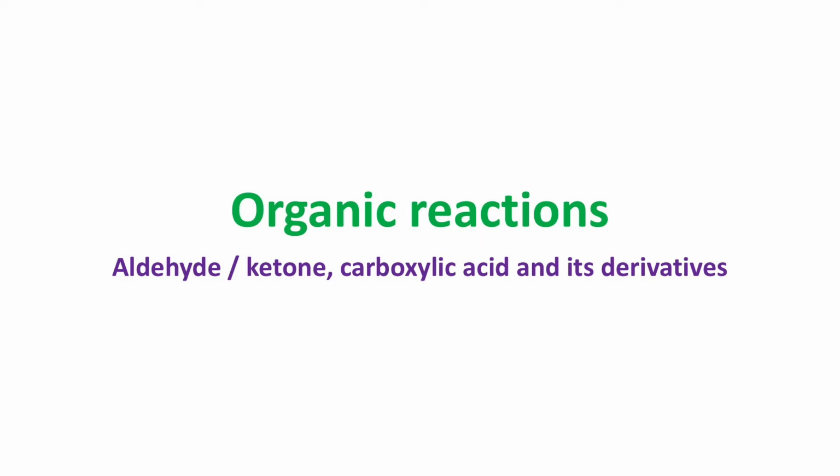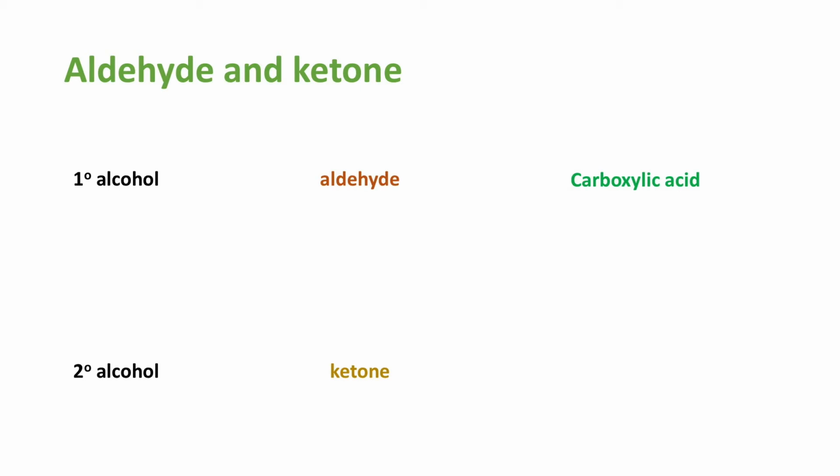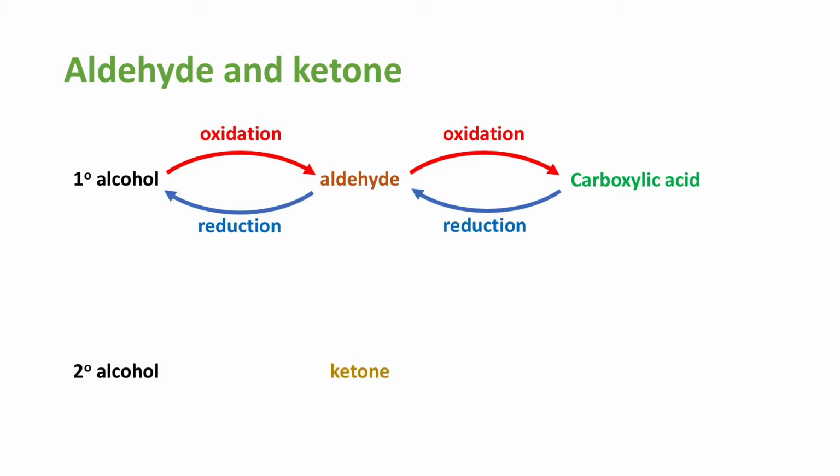This is the final section of organic reactions, and we will discuss the reactions of aldehyde, ketone, carboxylic acid, and its derivative. So let's start with carbonyl compounds. In the alcohol section, we have learned that by oxidation, the primary alcohol will become aldehyde first and then become carboxylic acid. In the view of redox reaction, the reaction will run in the opposite direction for the reduction.